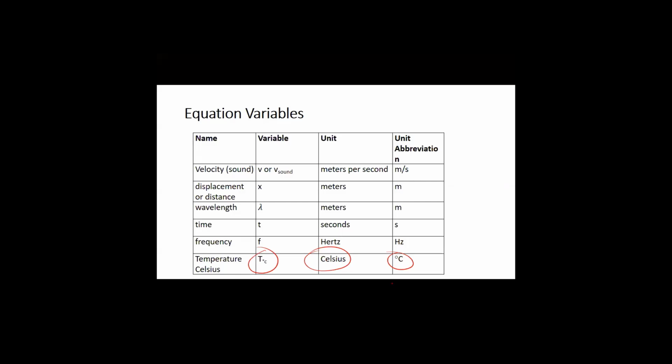Let's go ahead. I want you to write down temperature, degrees Celsius, a little subscript degrees Celsius. It's happened again, at least it's not the computer this time. Temperature, degrees Celsius.